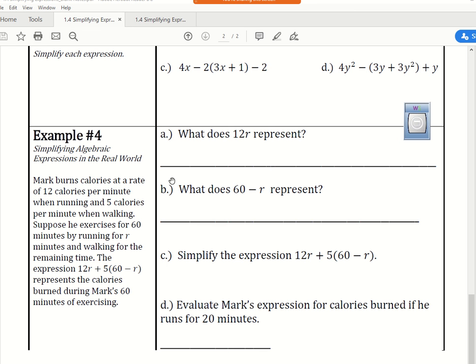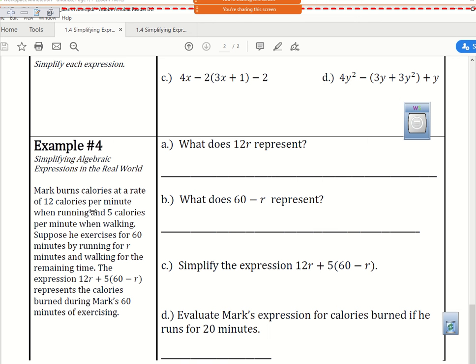Example 4 says, Mark burns calories at a rate of 12 calories per minute when running and 5 calories per minute when walking. Okay, so 12 calories when he runs. So he's burning more calories when he runs than when he walks. That makes sense. Suppose he exercises for 60 minutes by running for R minutes and walking for the remaining time. The expression is given here. 12R plus 5 times the quantity 60 minus R. It represents the calories burned during Mark's 60 minutes of exercising.